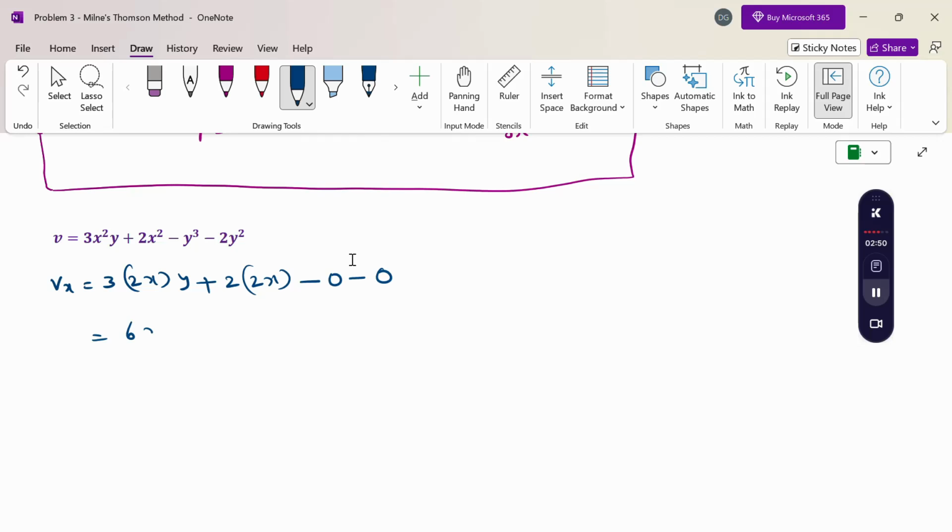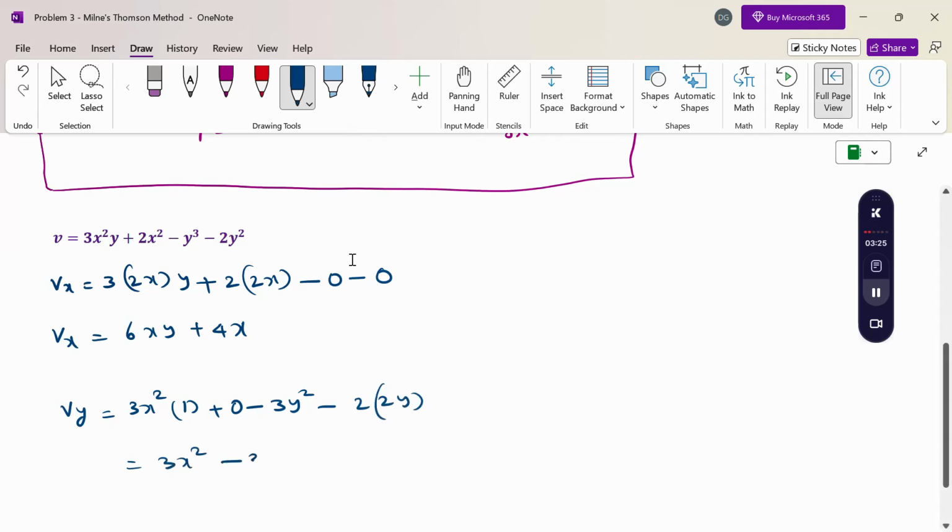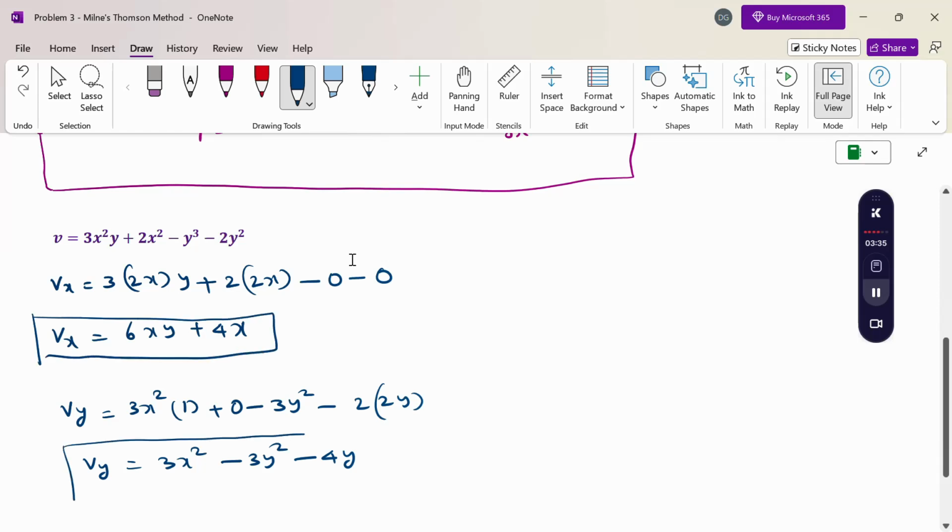Therefore 6xy plus 4x, this is vx. Then vy, differentiate partially with respect to y: 3x square constant, y differentiation 1, plus 2x square constant 0, minus y cube differentiation 3y square, minus 2y square, 2 constant, y square differentiation 2y, so 4y. So vy is 3x square minus 3y square minus 4y. This is vx and vy.